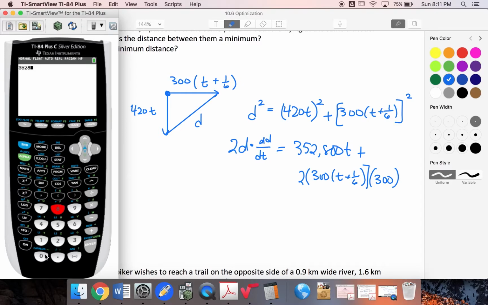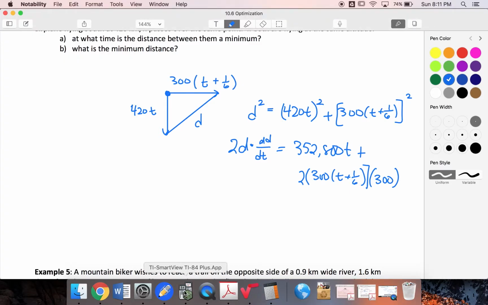3528 plus 2 times 300 squared. All right, this is going to be my t coefficient. And then when I expand my constants, I'm going to have 300 times 1/6 is 50, 100, that's going to be 300,000. No, that's going to be, yeah, 50, 100, 30,000.